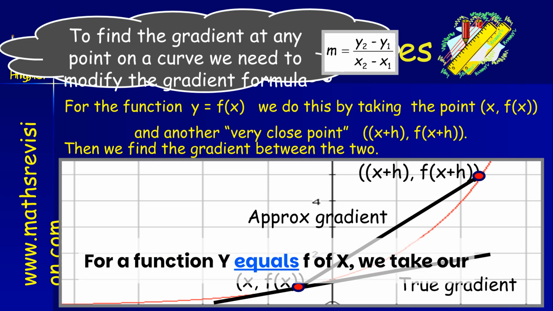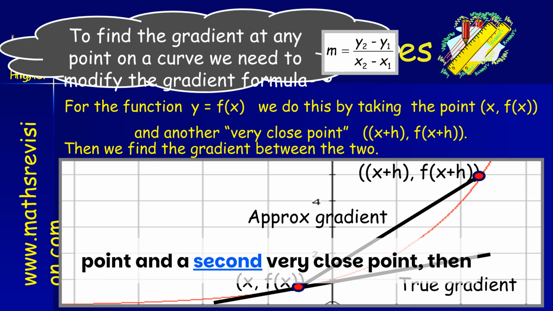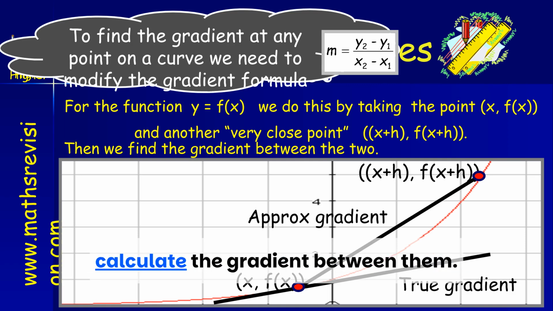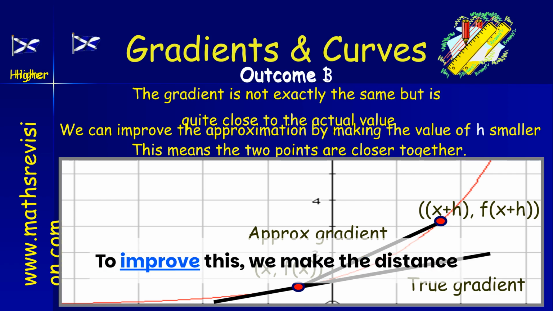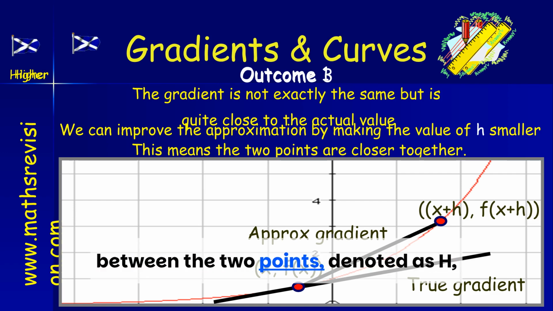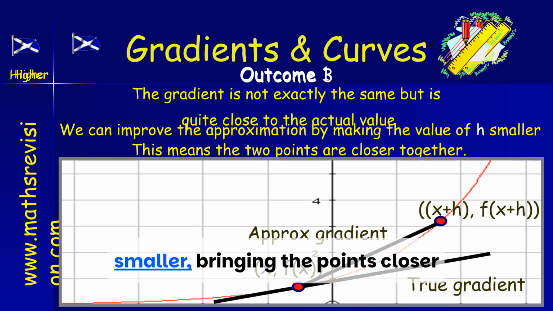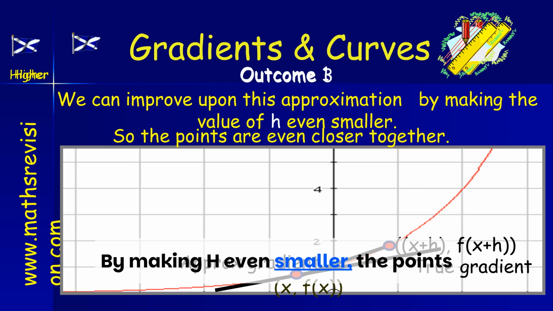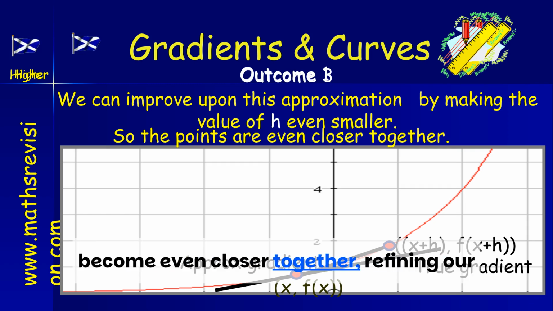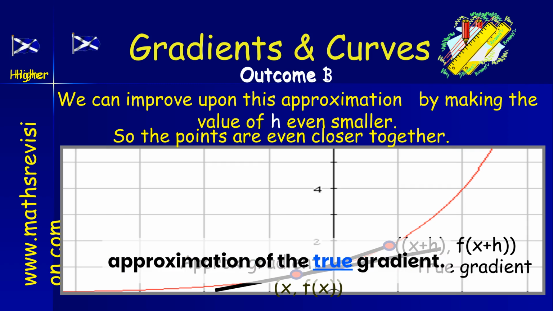For a function y equals f of x, we take our point and a second very close point, then calculate the gradient between them. This approach gives an approximation. To improve this, we make the distance between the 2 points, denoted as h, smaller, bringing the points closer together. By making h even smaller, the points become even closer together, refining our approximation of the true gradient.